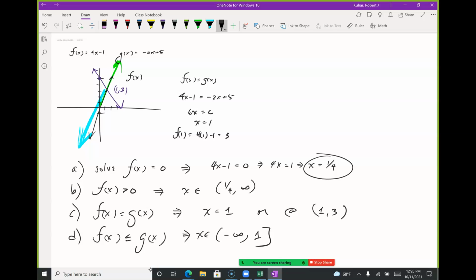Yep. And so I guess I would expect to see you graph it, right? I would expect to see you graph it, find out where they're equal, and then that's pretty much all you have to do. Everything else is from those graphs. Okay, thanks. Yep.